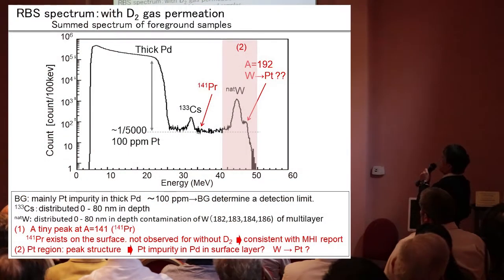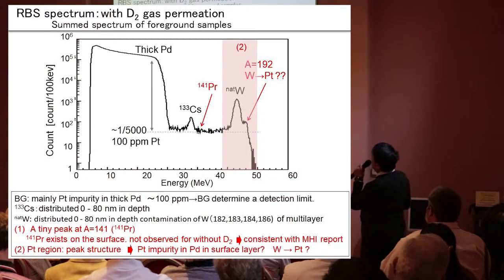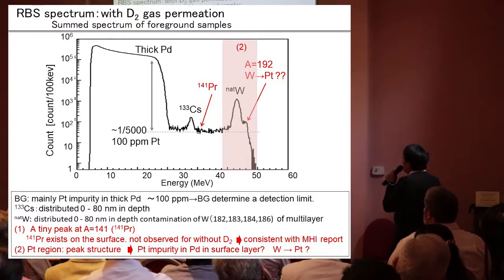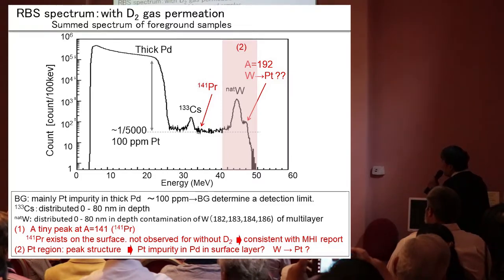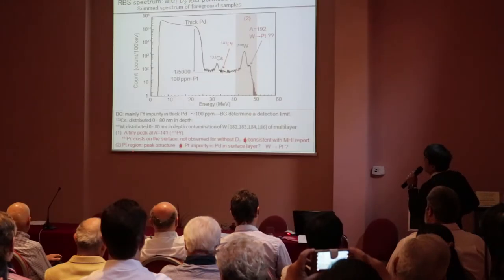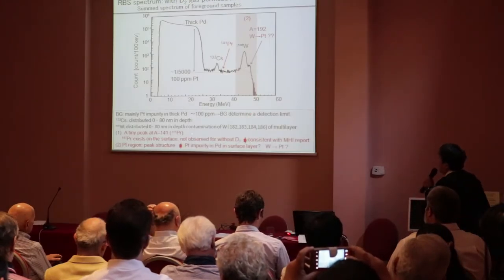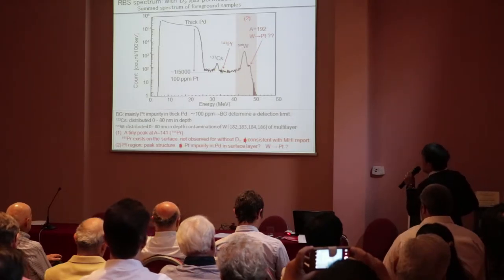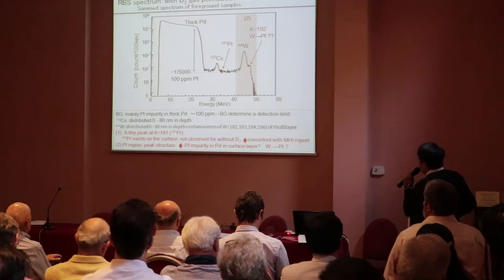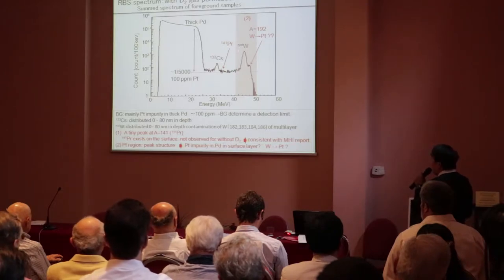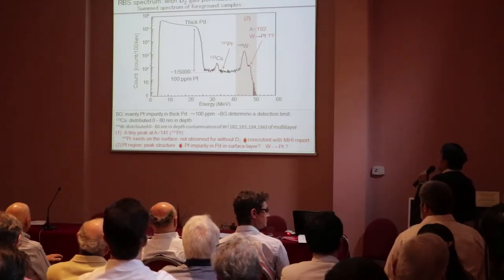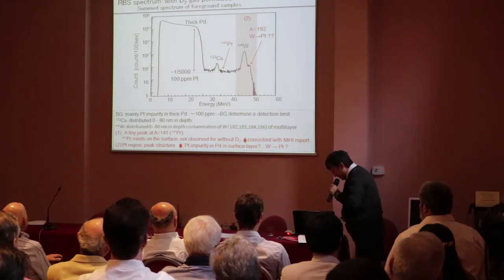And next, I experiment on this region, the tungsten regions. We can see tungsten and, near the high energy peak in these regions, this energy corresponds to platinum regions, the peak structures. The reason is one is the platinum impurities, the other is the palladium surface layer tungsten. This tungsten is transmutation of platinum. There is a possibility.